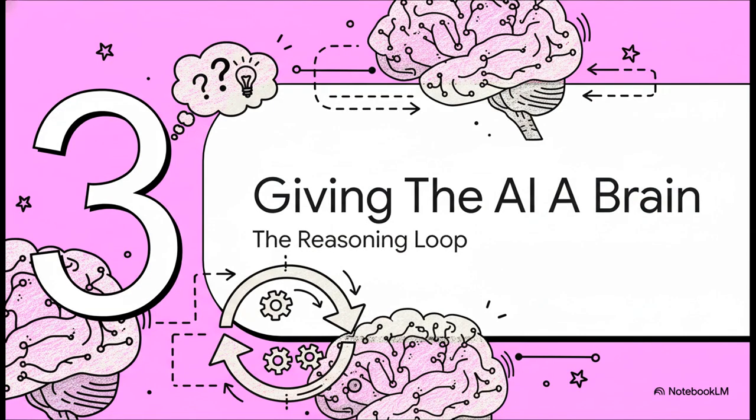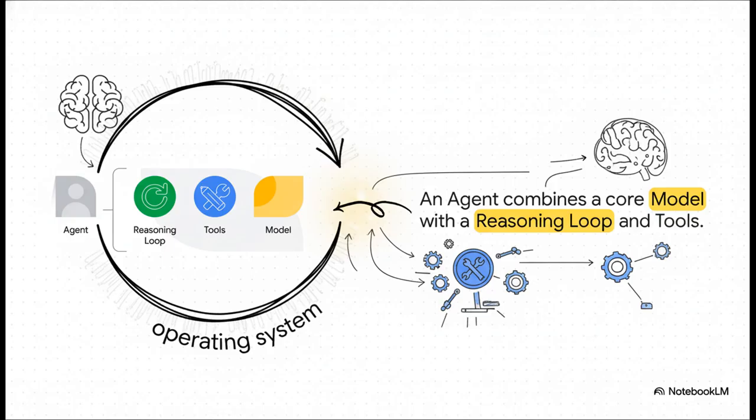All right, so we've tuned the personality, but so far it's still just a very fancy text generator. To build a true agent, we need to give it a brain, a way for it to think, to plan, and to solve problems step by step. And we do this by building what's called a reasoning loop. And here it is. This is the blueprint for a modern AI agent. And you'll notice it's not just the core model anymore. A real agent combines that model with a reasoning loop, that's its operating system, and a set of tools which are basically its hands to interact with the world.